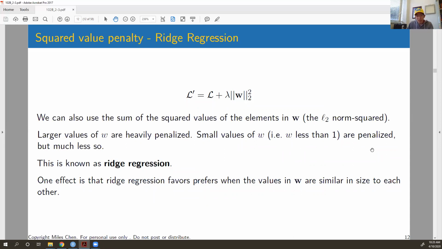So this is known as ridge regression. One effect is that ridge regression favors or prefers when the values in W, your coefficients, are similar in size to each other. So it favors when the W's are smaller and similar in size to each other. These are some options here.